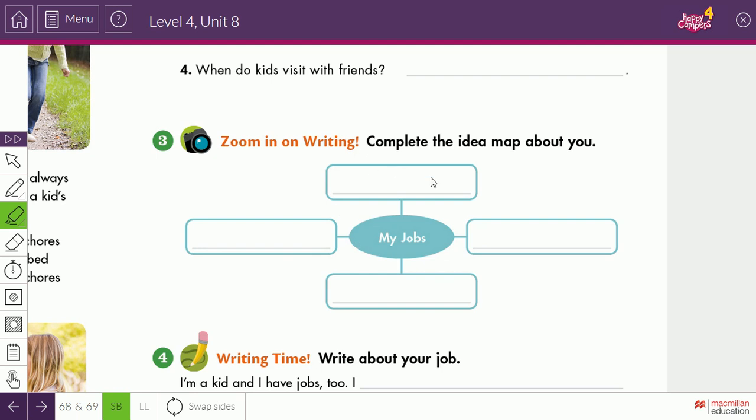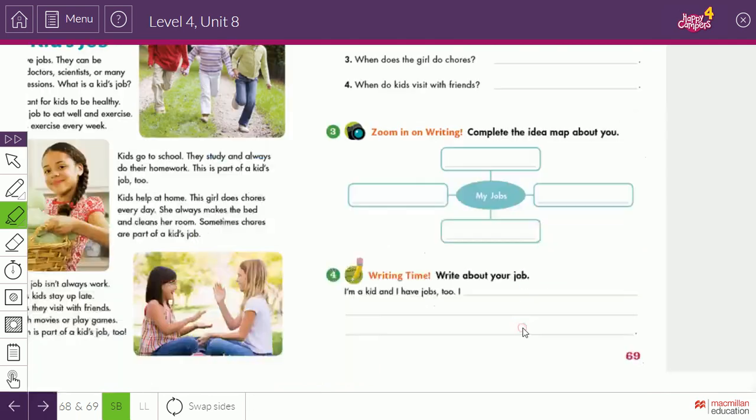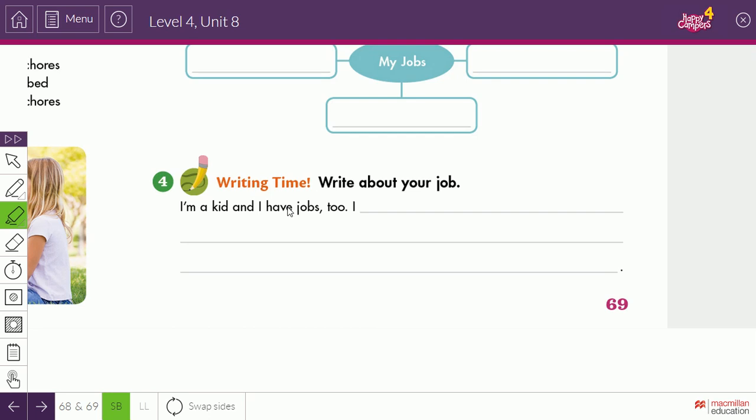So this chart helps you to brainstorm your ideas, to organize your ideas. So what you are going to do here is fill in and complete the chart with your jobs. Okay, then when you complete this, what are you going to do? To write a small paragraph about what you do. What is your job? Writing time. Write about your job.